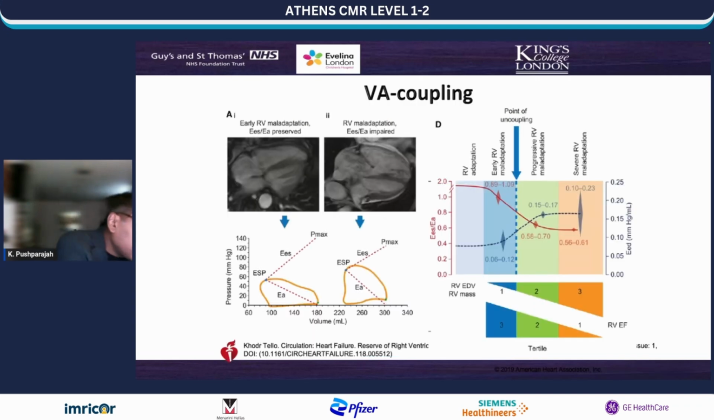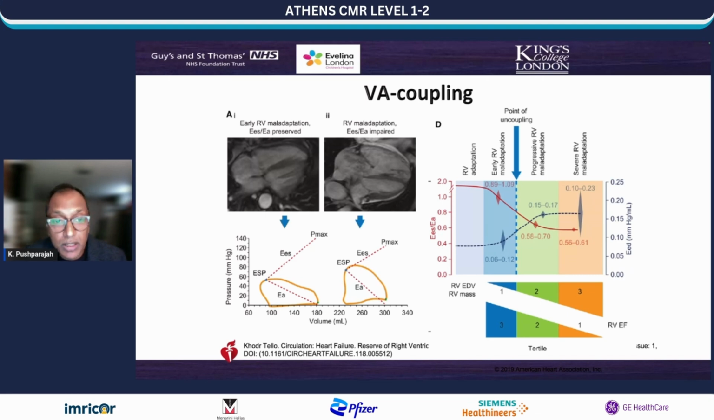How the heart works in relation to the circulation that it faces is probably best described by looking at this concept of ventricular arterial coupling. And effectively, you're looking at both RV failure as well as the downstream pressures. And that early adaptation is maladaptation, which goes into severe maladaptation.